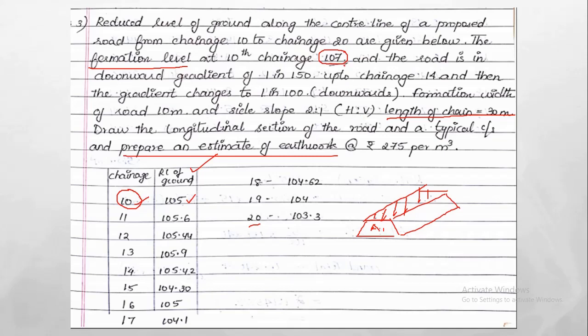That means from 105 we have to raise the level to 107. Okay, that can be done only by adding more soil. അതായത് 105 ലെവലിൽ കിടക്കുന്ന ഗ്രൗണ്ടിലോട്ട് മണ്ണ് ഇട്ടിട്ട് we have to reach a level of 107. Okay, so അത് നമുക്ക് തന്നിട്ടുണ്ട്. 10th chainage is 107 and the road is in downward gradient.